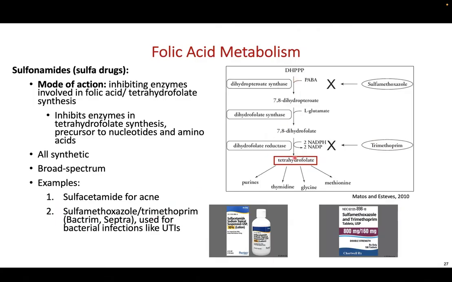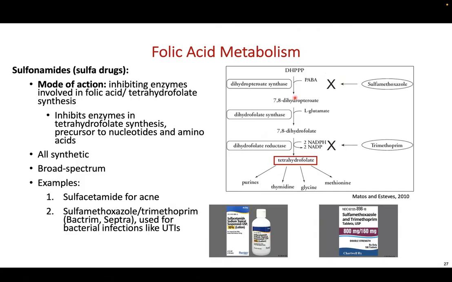This is the folic acid metabolism pathway, and then you have the antibiotics, which are either targeting something upstream or downstream or any other place. It just basically targets it, blocking the synthesis of folic acid.